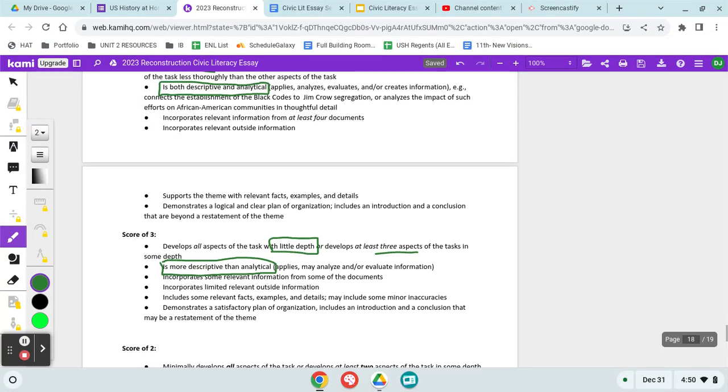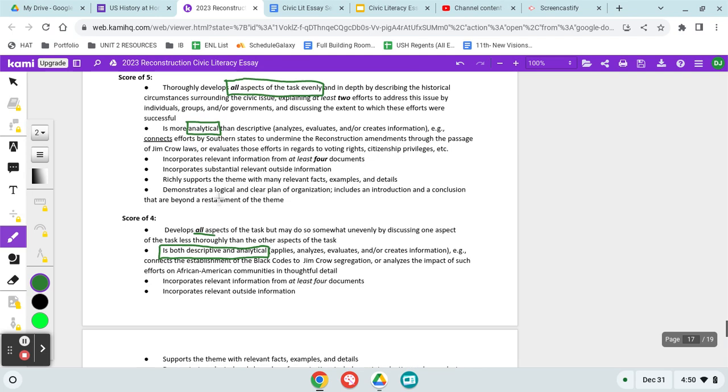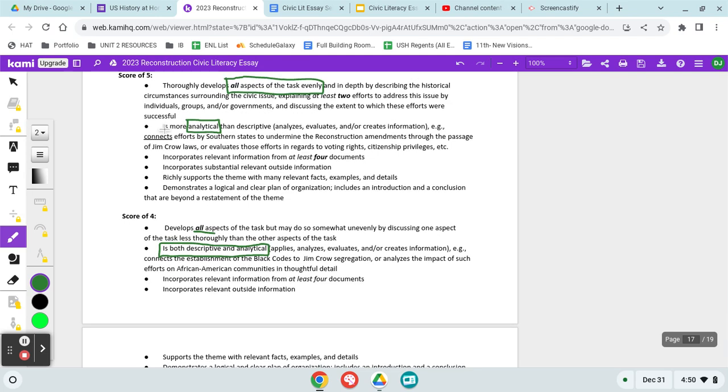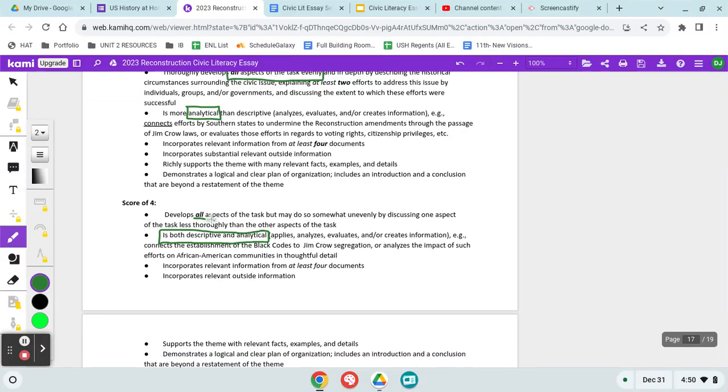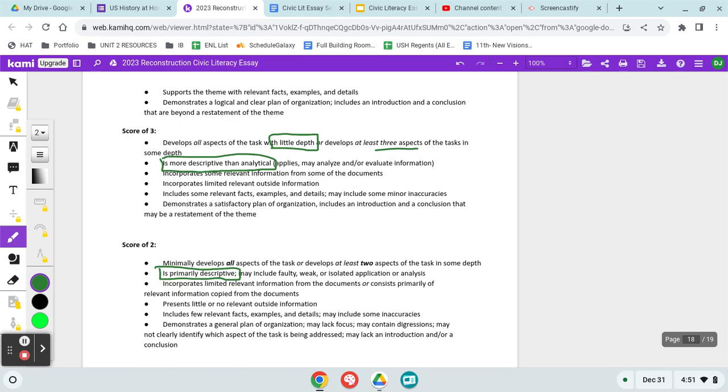The main key is you want to be more analytical than descriptive. For a 5, it needs to be more analysis than description. A 4, it can be sort of a mix between description and analysis. But you'll only get a 3 or even a 2 if you are mostly describing the documents.